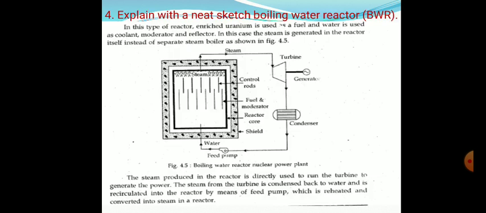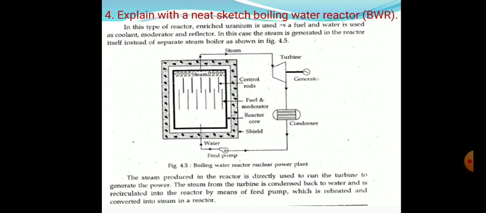Next question. Explain with a neat sketch boiling water reactor. In this type of reactor, enriched uranium is used as a fuel and water is used as coolant, moderator and reflector. In this case, the steam is generated in the reactor itself instead of a separate steam boiler as shown in the figure 4.5. So here it consists of control rods, fuel and moderator, reactor core, shield, feed pump, water, steam, turbine, generator, condenser.